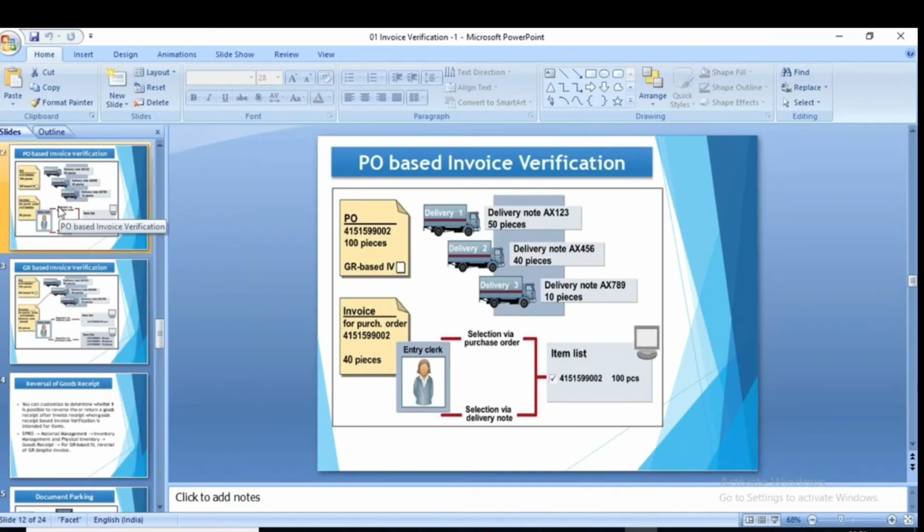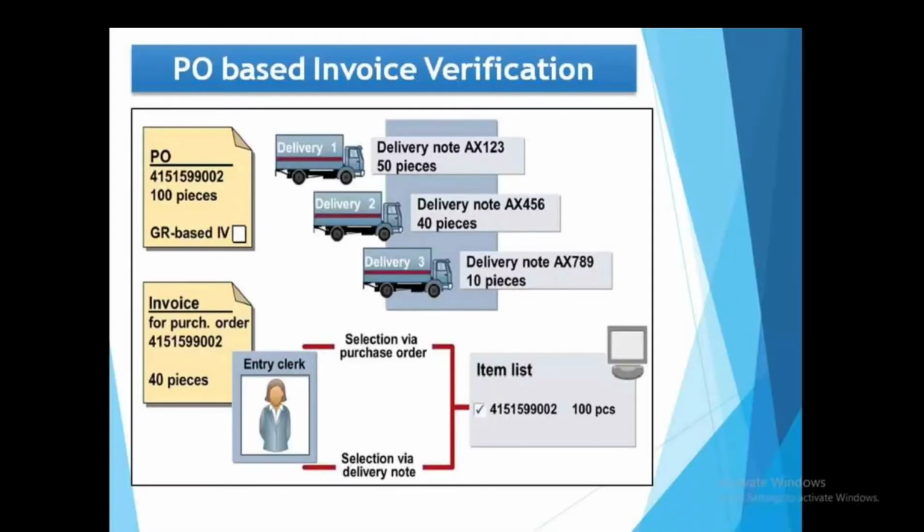Okay, so purchase order based invoice verification means here, let's say you have a purchase order for 100 pieces. First time the vendor delivered 50 pieces, second time the vendor delivered 40 pieces, and third time the vendor delivered 10 pieces. Three different deliveries for the same purchase order.